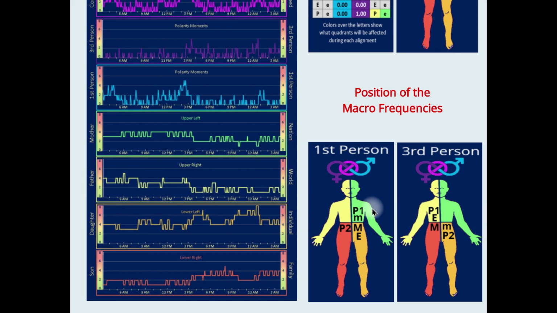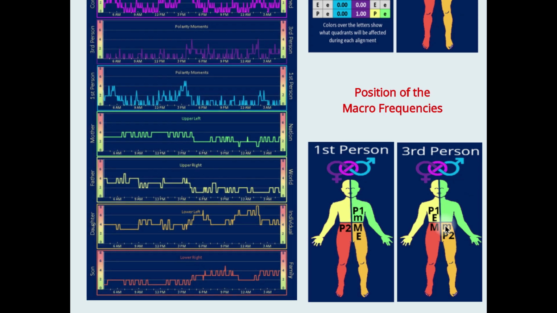All right, so these 2 graphs right here show you where the strongest frequencies of the day in this 24-hour period are. And there are 10 of them that we post. Now, when you look at this, you can see there are 1, 2, 3, 4, 5, 6 on the left side, which means there's 1, 2, 3, 4 on the right side. Now, there's no frequencies first person in the upper right quadrant, but there are 2 macro frequencies in third person.